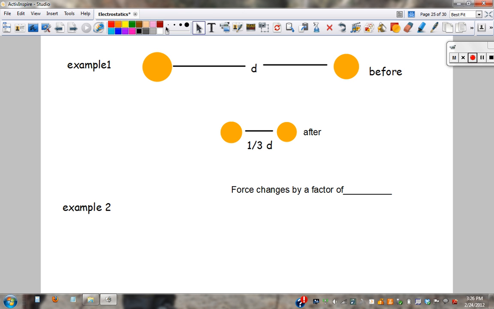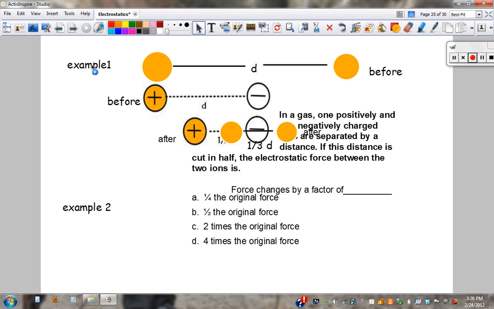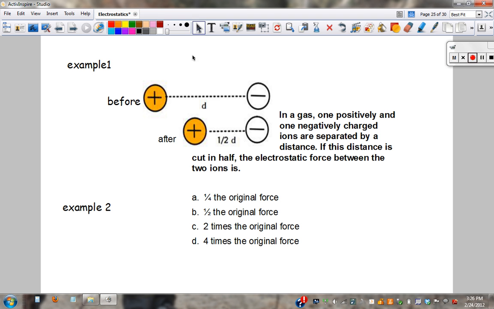Here's what your test question will be like. Try to answer it. Here comes the answer. Well, I know that it's getting closer together, so I know it's not getting smaller, it's getting larger. And now I do my inverse law, invert it, square it, equals 4.